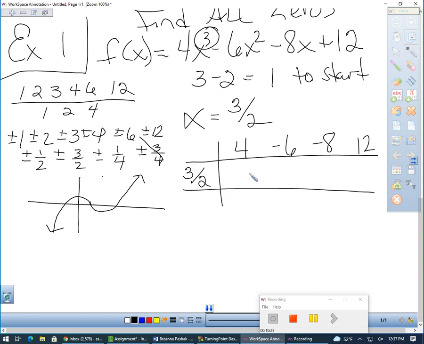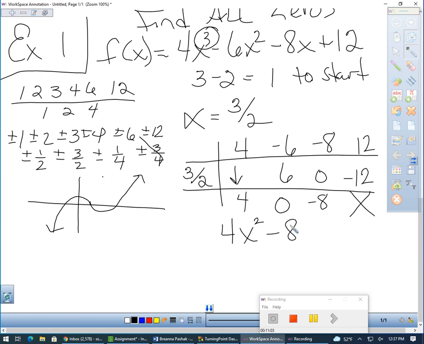Okay? We're going to bring down 4. 3/2 times 4 is 6. Add those together, I get 0. 3/2 times 0 is 0. Add those together, I get -8. Oh, yeah. 3/2 times -8 is -12, with no remainder. So what I have left here is 4x squared minus 8.